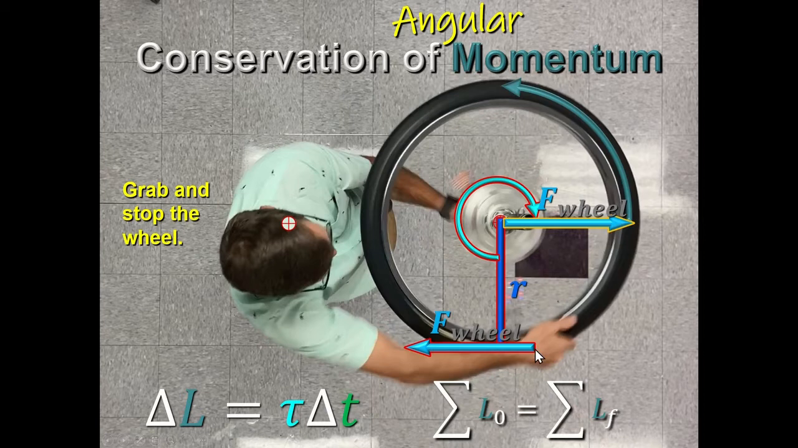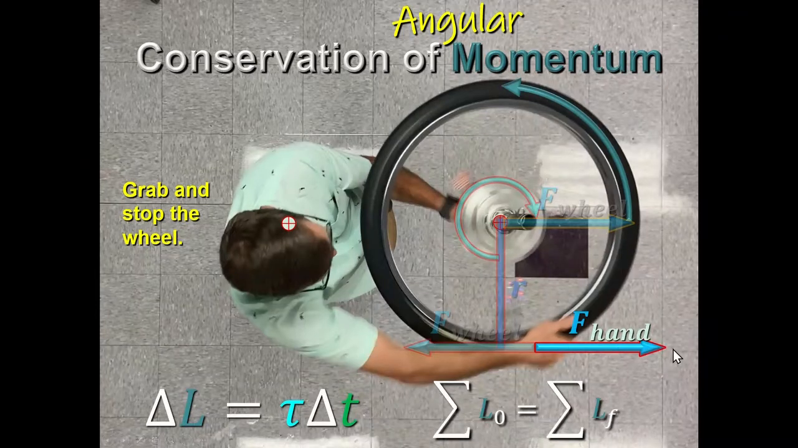Remember that if my hand puts a force on the wheel to the left, the wheel is going to put a force on my hand equally and back to the right. It's just an action-reaction. Well, that force acts in this line of action, which is this distance to my pivot point. This is a force on me, and that force is acting at a distance from my pivot point, which puts a counterclockwise torque on me.